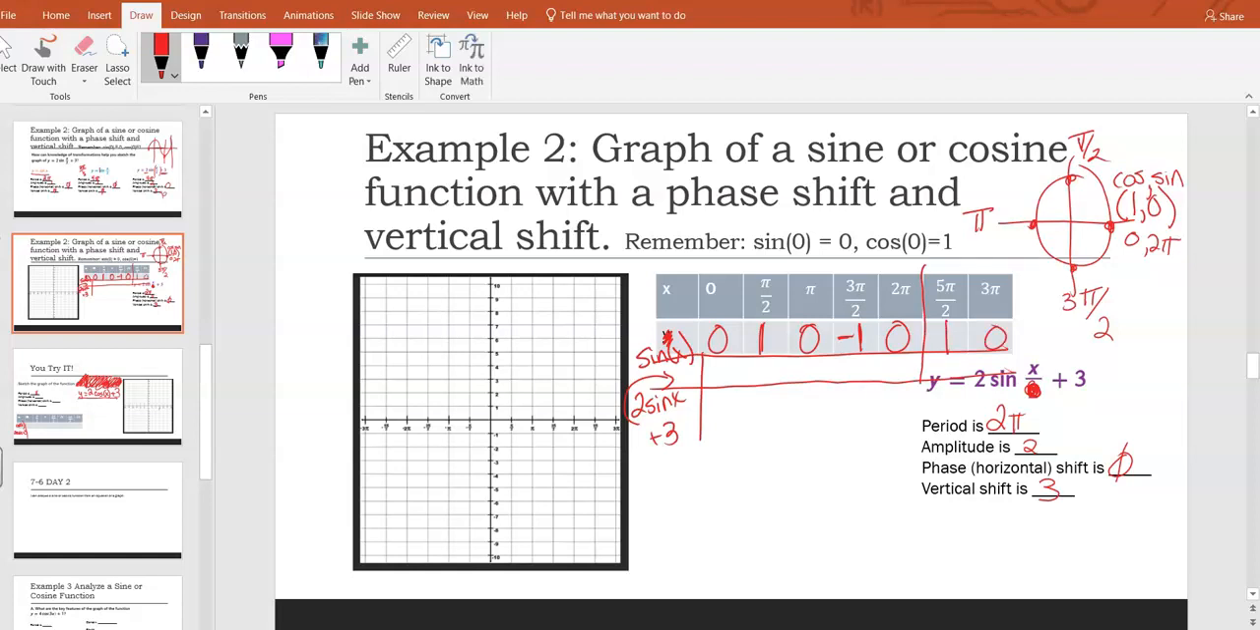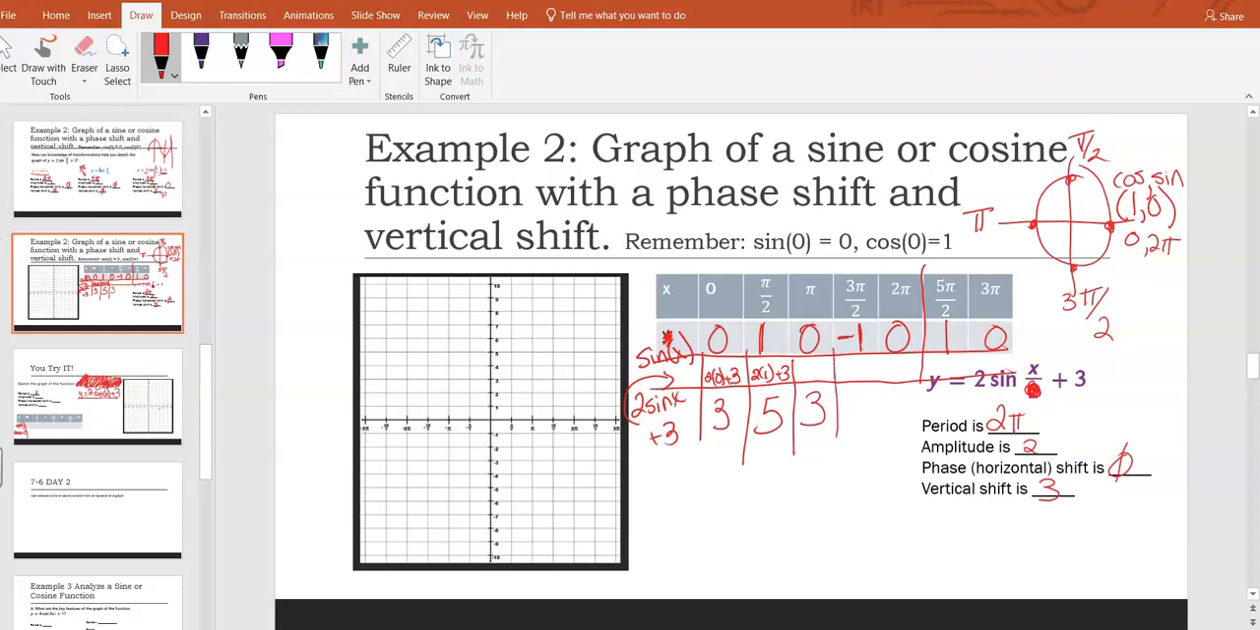So I could graph those on here if I wanted to, just the sine function. Now I'm going to take every one of these values, multiply it by 2, and then add 3 to it. So 2 times 0 is 0 plus 3, I'll put it under here, is 3, right? 2 times 1 plus 3 would give me 5. 2 times 0 is 0 plus 3 would give me 3 again.